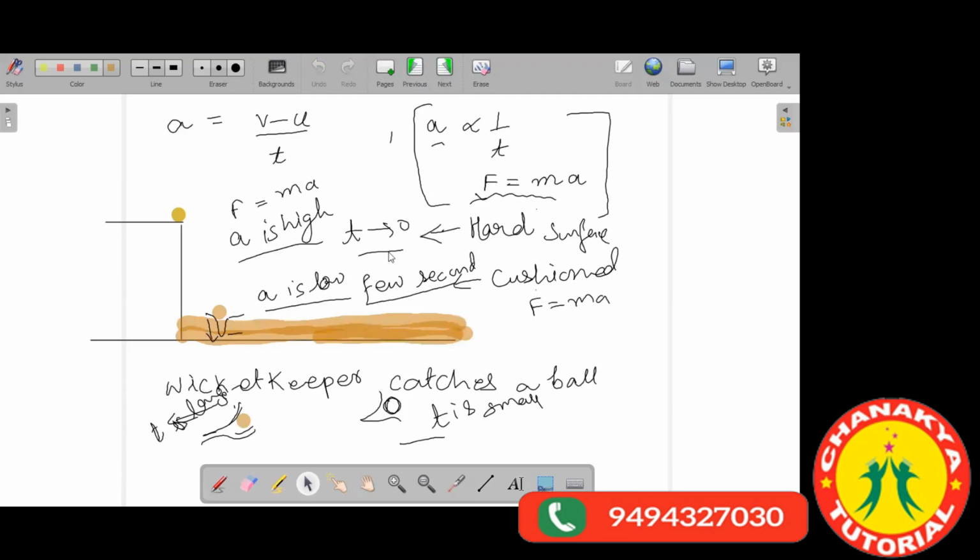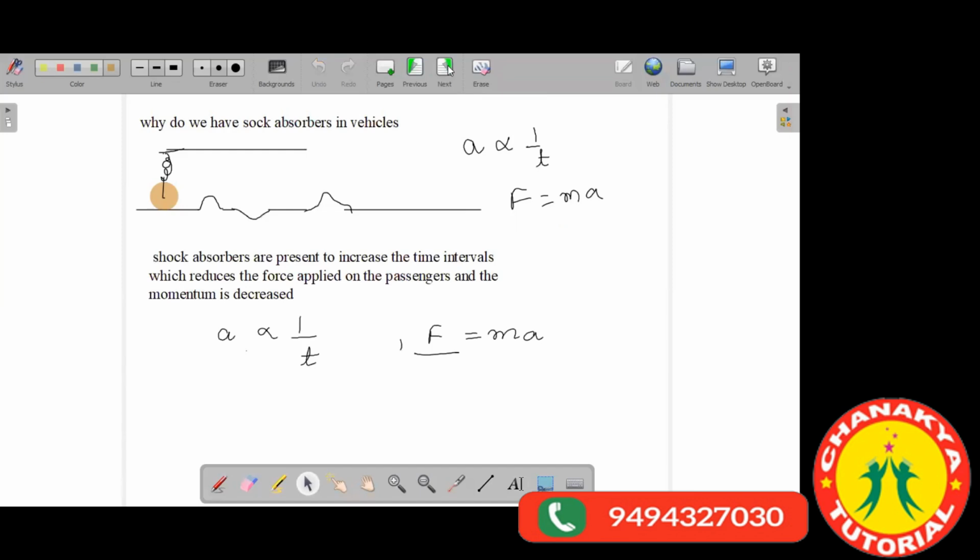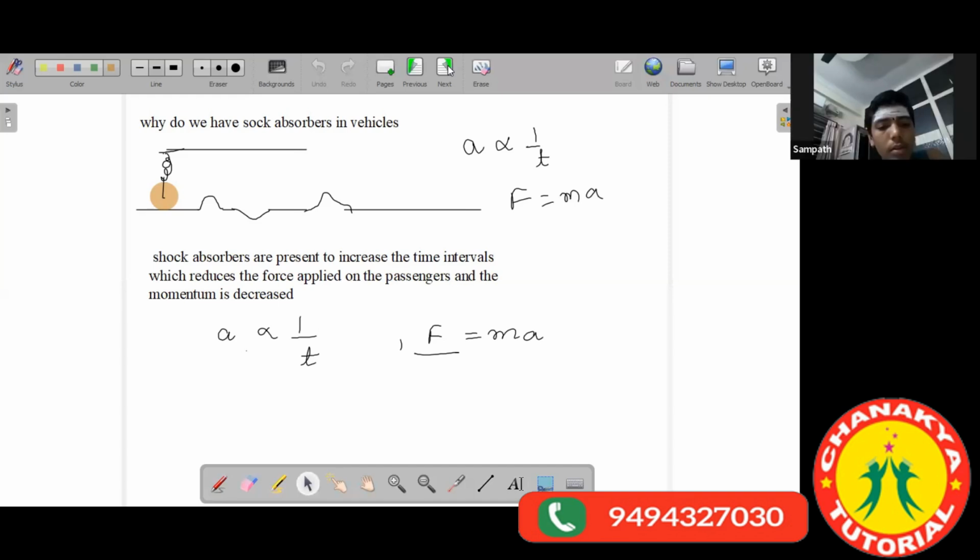Okay. The same question can be put in another way. Suppose the question is like this: if you fall directly from a building on a hard surface, you get injured. But if you fall on a cushioned surface, there is no injury. Why? So again, your answer remains the same. Okay. So have you understood, everyone? Yes, sir.